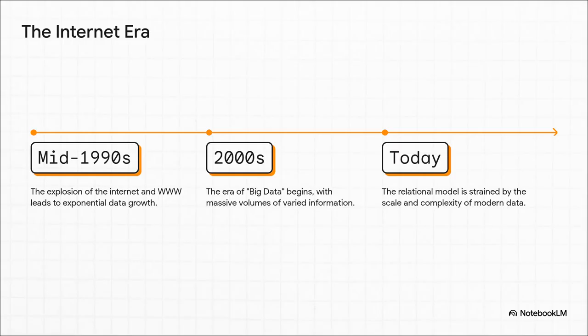And then, the internet changed the entire game. Suddenly, we weren't just dealing with neat little employee records and sales figures. No, we had a tsunami of messy, unstructured data: website clicks, social media posts, photos, videos. This was the start of the big data era, and it brought challenges of scale and variety that Cod's original model just wasn't built for.